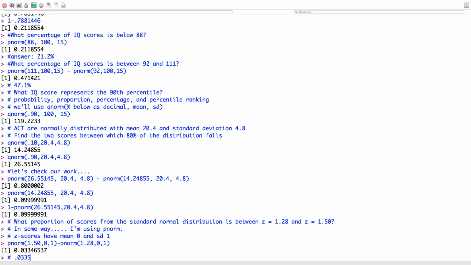All right, gang, that's all I got. This should help you be able to work some normal distribution problems if you have access to R. See you later.